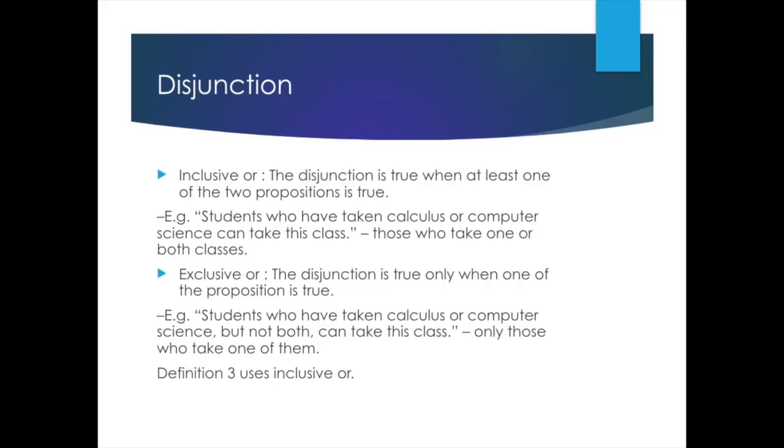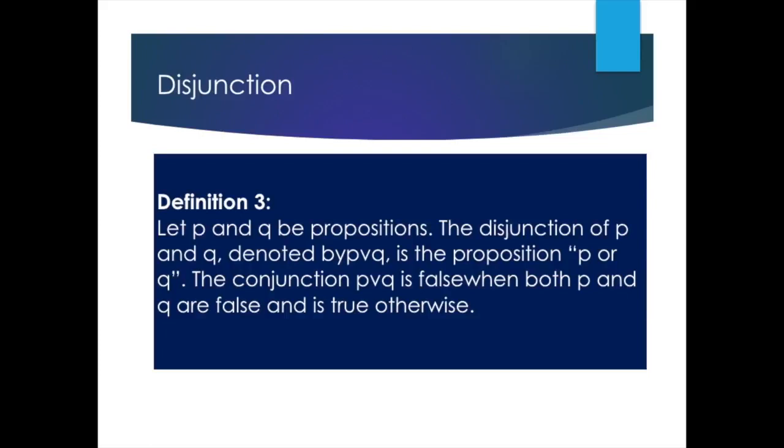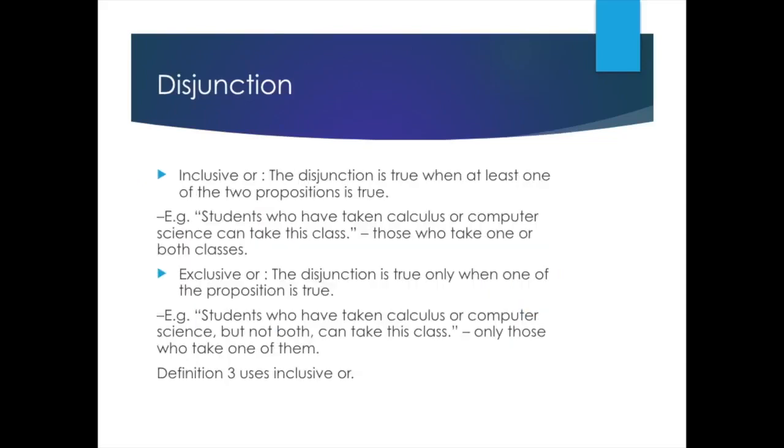And definition 3 previously used exclusive OR. Maybe none of you noticed why I was saying the disjunction P or Q is false when both P and Q are false and is true otherwise. If you look at the truth table here, this is the normal OR. And here we are talking about exclusive OR, where we need at least one of the two statements to be true.